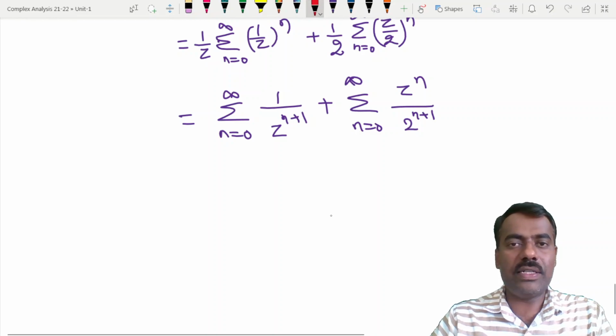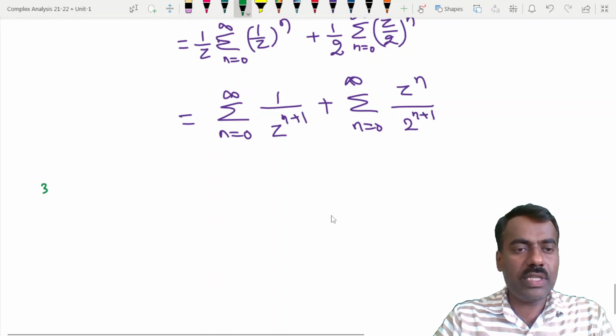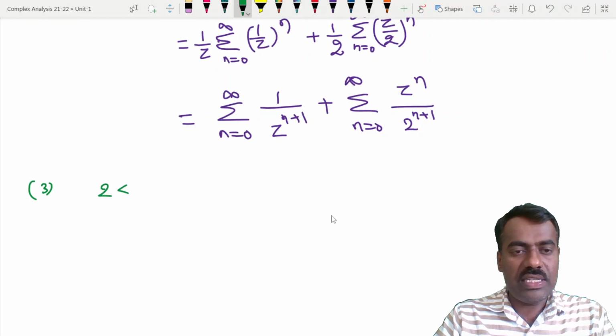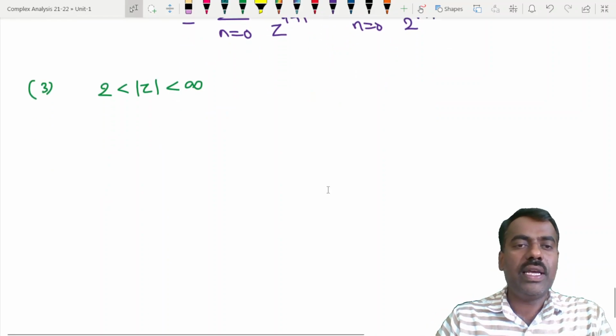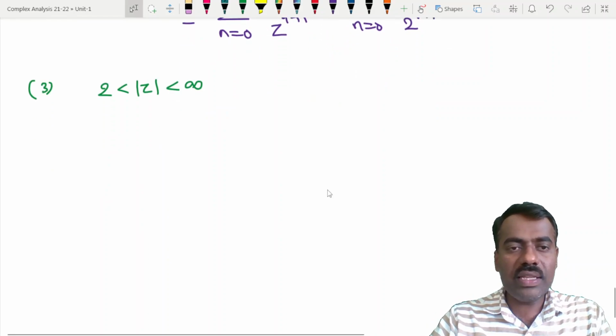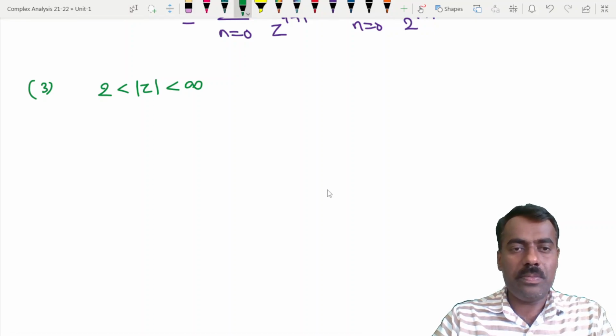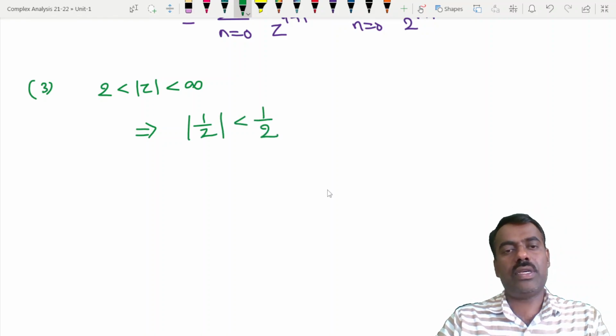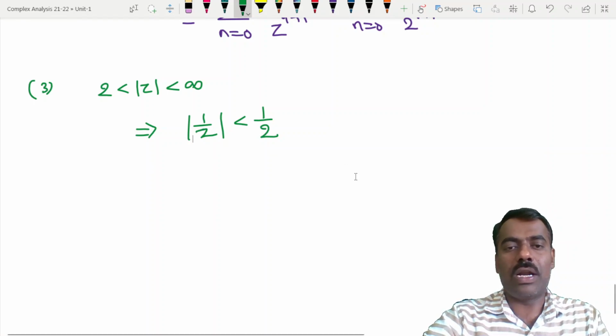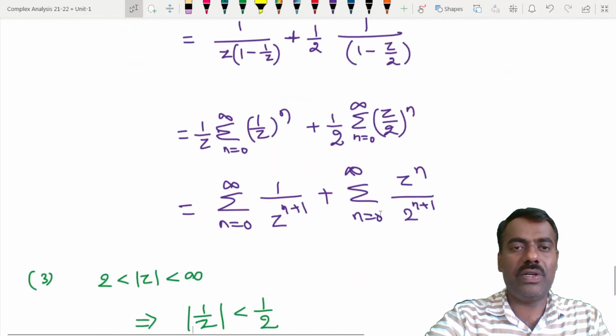Now let's see the third one. The third one is 2 is less than mod z. Now in this case how do we have to do it? Here, because mod z is bigger than 2, 1 by mod z is less than 1 by 2. So for the first one as well as the second one, both here we have to make it 1 by z. In both places we want to change.